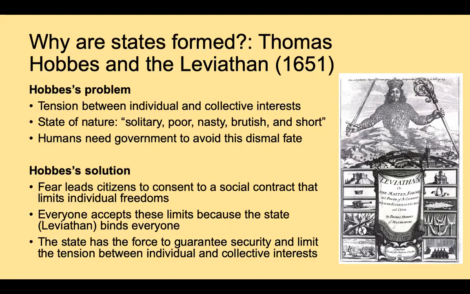The idea was that everyone accepts those limits and everyone accepts those constraints because the state binds everyone equally. And the contract is everyone is bound equally, and therefore all benefit equally from the establishment of order by the Leviathan. And according to Hobbes, the state is that entity that has the force to guarantee security and limit the tension between individual and collective interests.